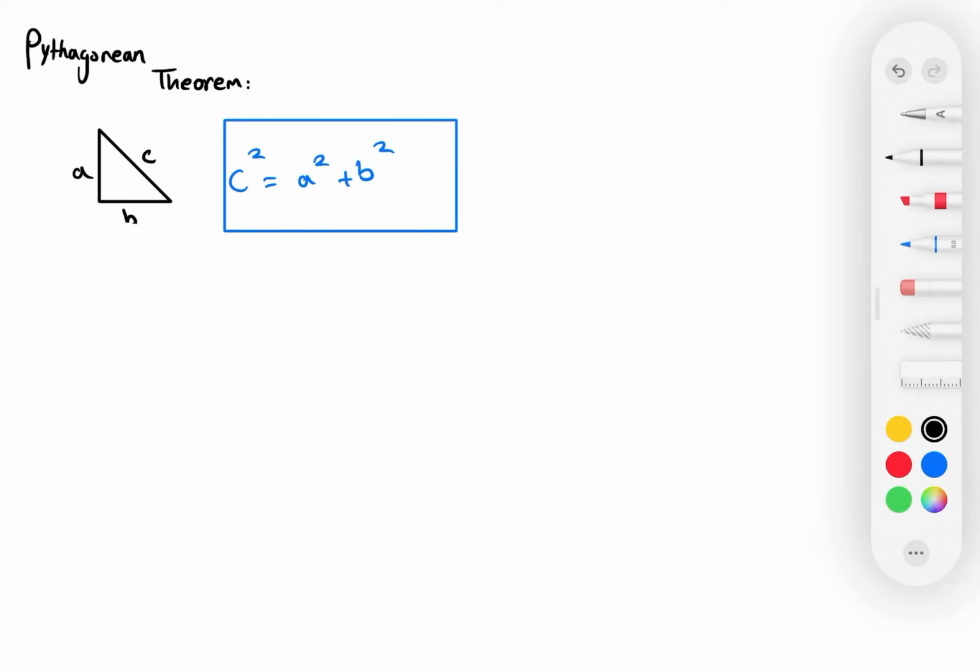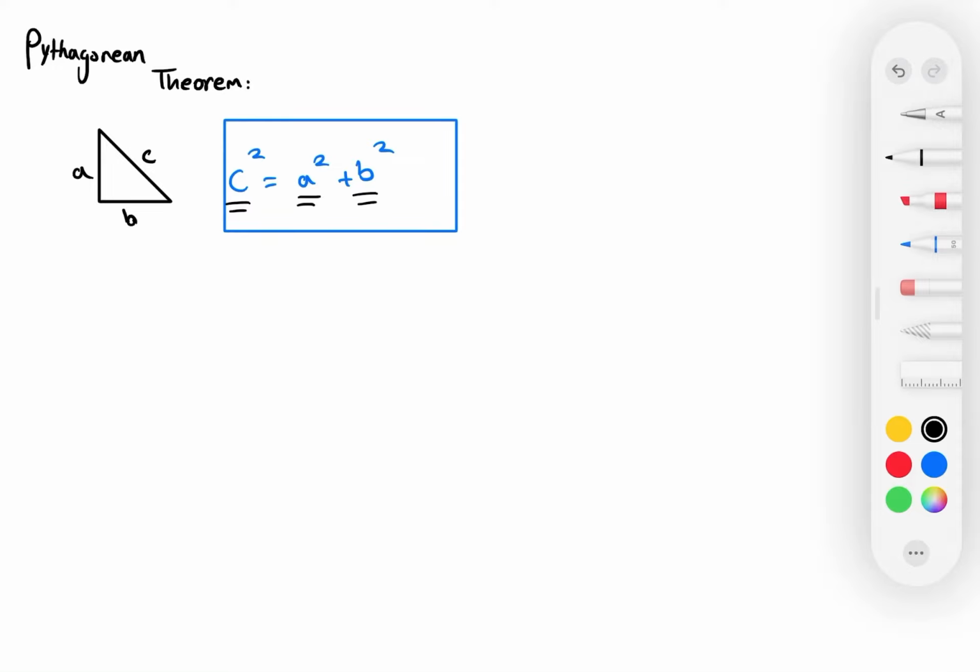Today we're going to take a look at the Pythagorean Theorem. One of the most important pointers about the Pythagorean Theorem is the fact that you can use the formula c squared is equal to a squared plus b squared to find whether a triangle is indeed right angle.